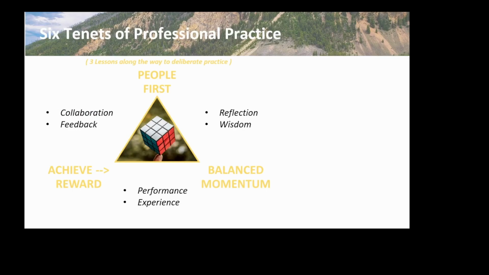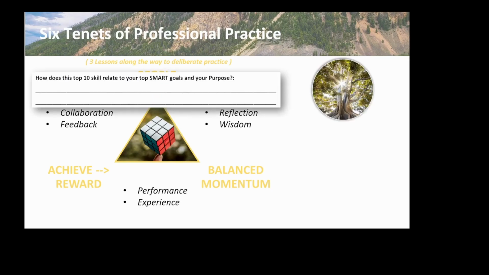So remember that the 6 tenets of professional practice are embedded with 3 key lessons for deliberate practice. And so think about these when you do the other parts of this exercise. So when you answer the question, how does this top 10 skill relate to your top SMART goals and your purpose? You can look at, of course, your top SMART goals. You can look at your purpose, but then reflect across the tenets, reflect across these three lessons in deliberate practice, and then write your answer here.